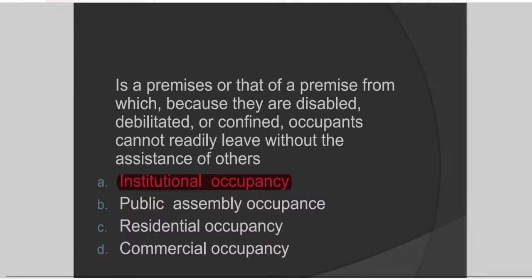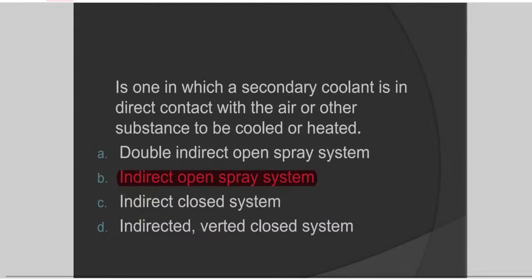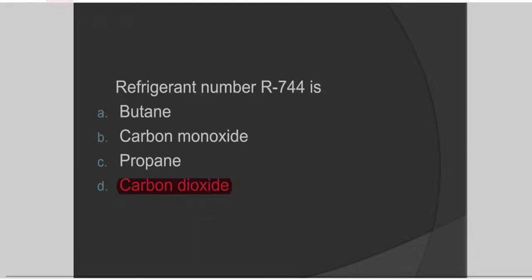A. Institutional occupancy. B. Public assembly occupancy. C. Residential occupancy. D. Commercial occupancy. A system is one in which a secondary coolant is in direct contact with the air or other substance to be cooled or heated. A. Double indirect open spray system. B. Indirect open spray system. C. Indirect closed system. D. Indirect vented closed system.